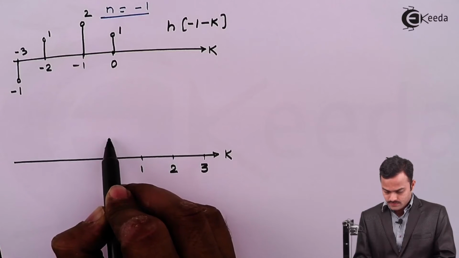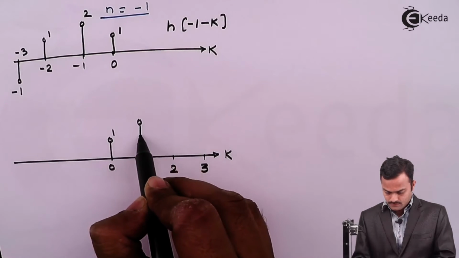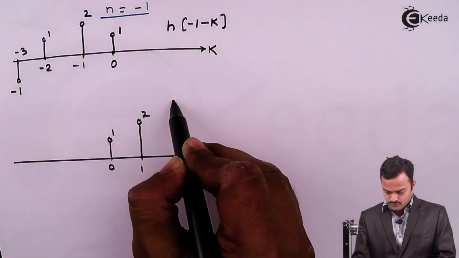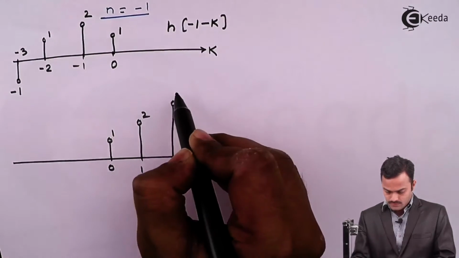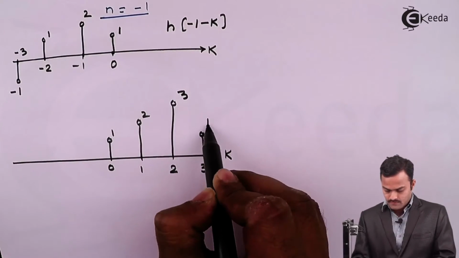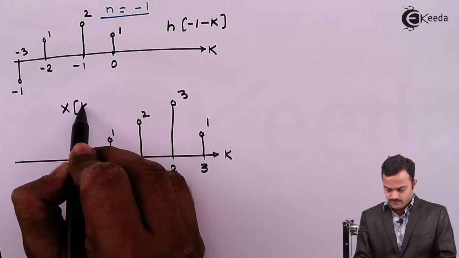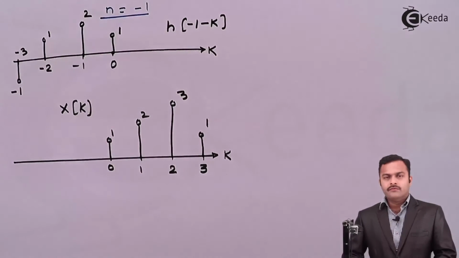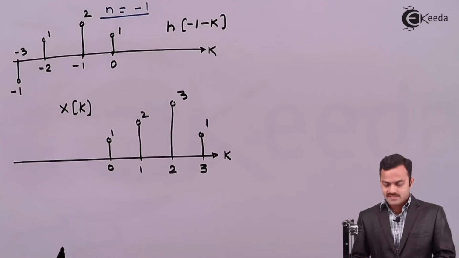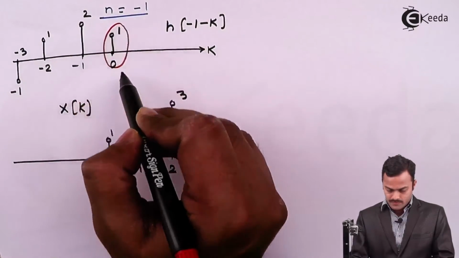With the values 1, 2, 3 and once again 1. So this is x of k. We need to check common sample points. Only one sample point common between them.